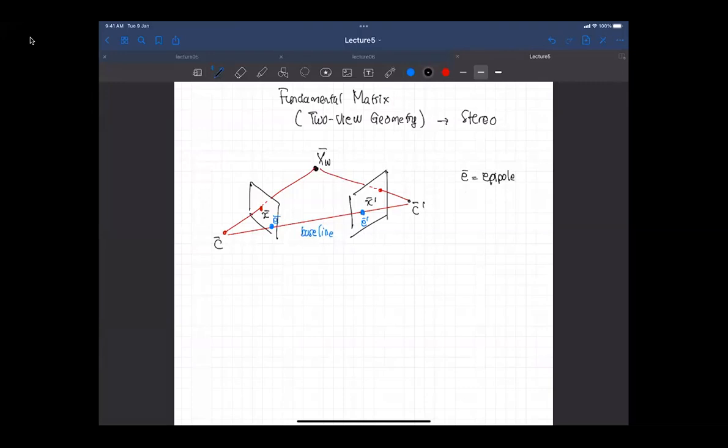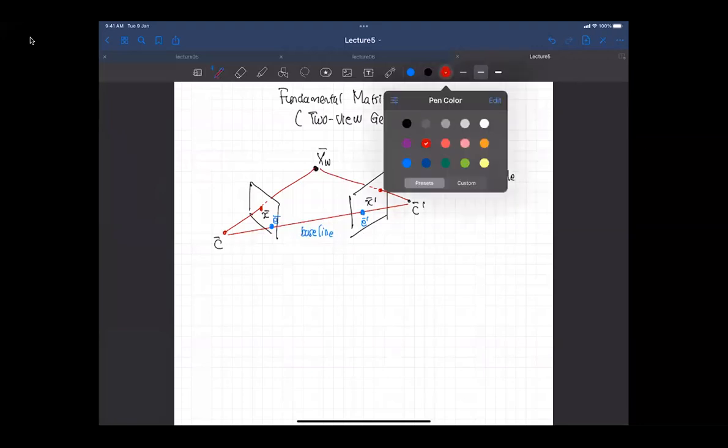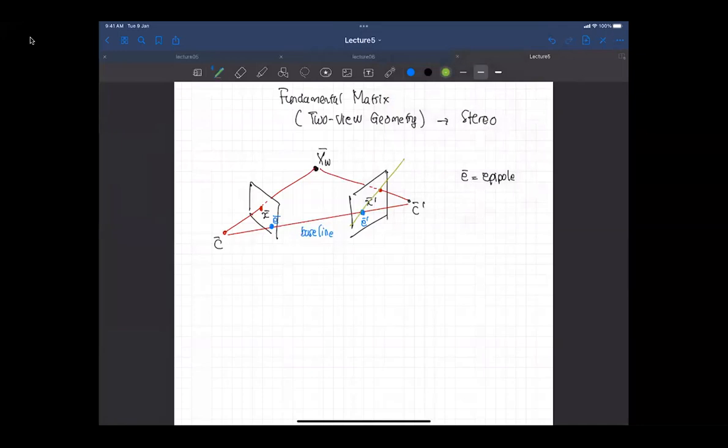Now, you have E prime and you have X prime. If you connect X prime and E prime, this green line is called L prime. The same for the other side: you have this connecting line between the epipole and X, and this is called L. So L, or L prime, is called the epipolar line. And this triangle, the red triangle here, is called triangulation.